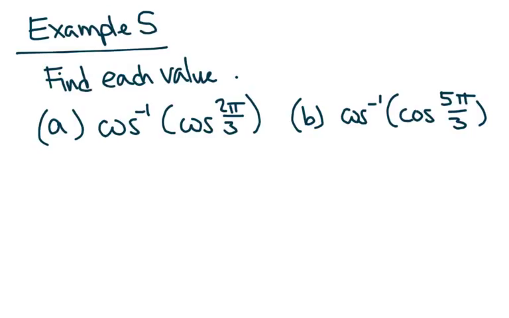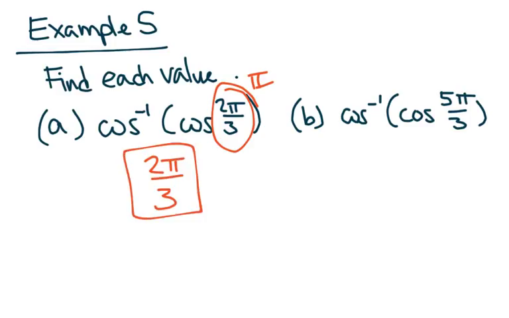In example 5, let's find each value. Now remember, with the cancellation properties, this only works for angles between 0 and pi. So if you have something outside of that, we're going to have to find a reference angle. So the cosine of 2 pi over 3. 2 pi over 3 is in quadrant 2. That means that it's already in my 0 to pi range. So I can just cancel cosine and inverse cosine, and the answer must be 2 pi over 3.